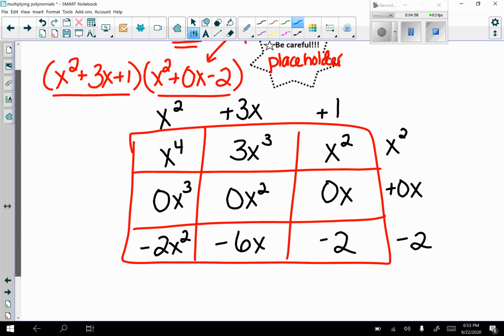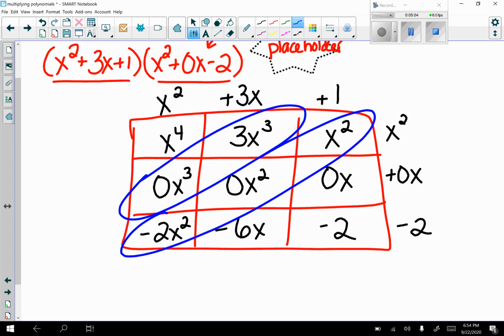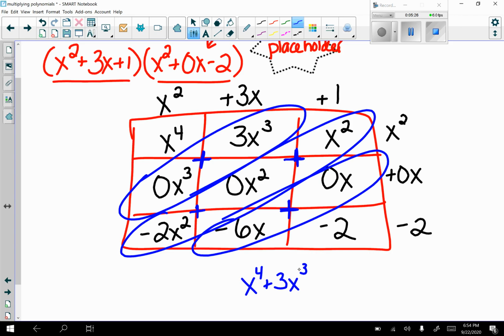Now, this is why it's important to use your placeholder, because now my like terms are nice and neatly organized on my diagonals. And you want them to be organized on your diagonals because it makes it easier. When we go to divide in a future lesson, you won't be able to divide unless everything is lined up neatly. So our final answer is x to the fourth plus 3x to the third minus x squared minus 6x minus 2.